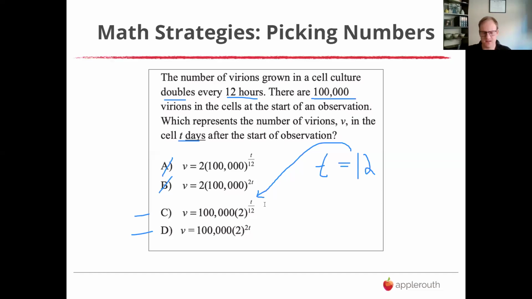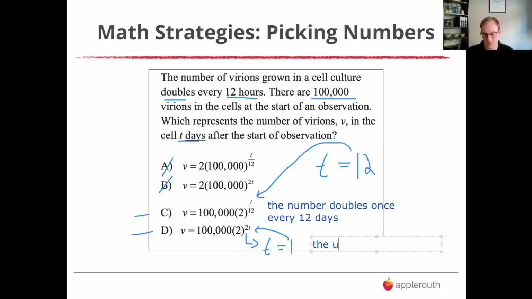So C says the number of vitrions doubles once every 12 days. And then D, if I plug in T equals 1, this turns into 2, which means the number doubles twice in one day. And that is what we want. A lot of the modeling questions is about plugging in simple numbers like 0 and 1 to understand, just translate back to what they're saying.